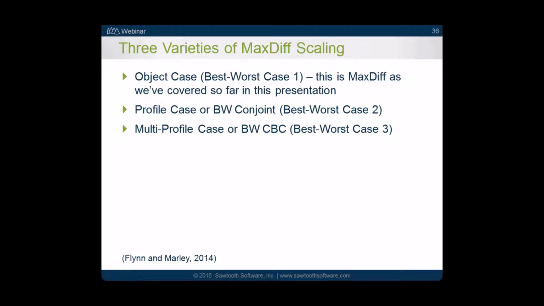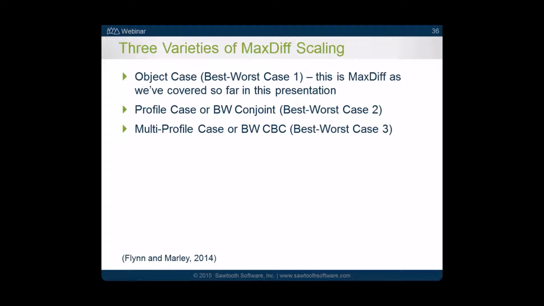In the subsequent years, they've renamed these things. So Jordan now calls what we've been calling MaxDiff, best-worst case 1. What he used to call best-worst conjoint is now called best-worst case 2. And then there's something that's come up even more recently, best-worst choice-based conjoint, and that's best-worst case 3. And we'll talk about all three of these. There's a nice paper by Flynn and Marley that's in the references section at the end here that differentiates these three and talks about them.